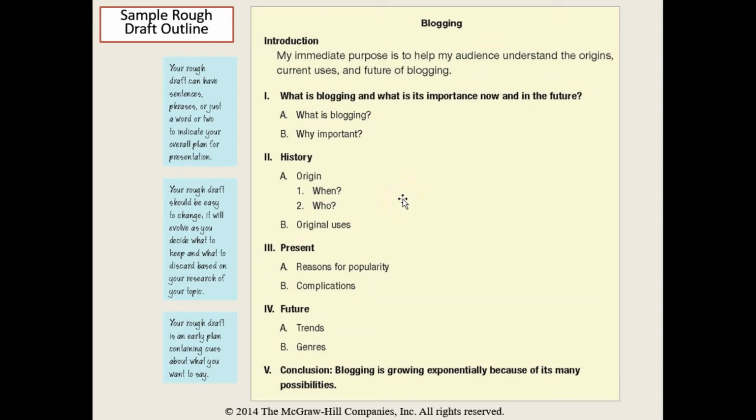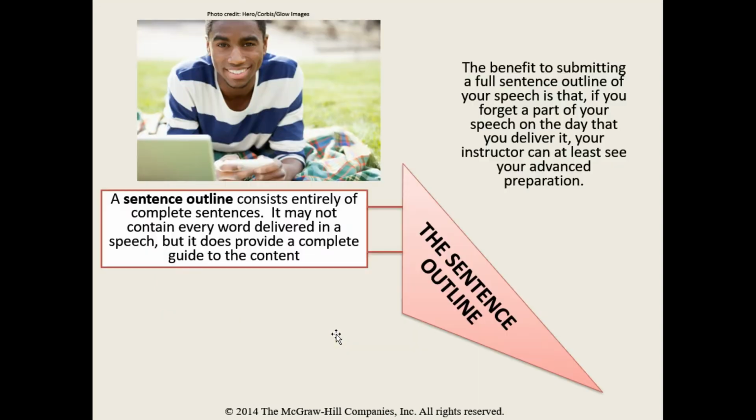So think of the journalistic questions. Who, what, when, where, why, and how. These are good things to think of. You don't need all of them, but it really helps out.